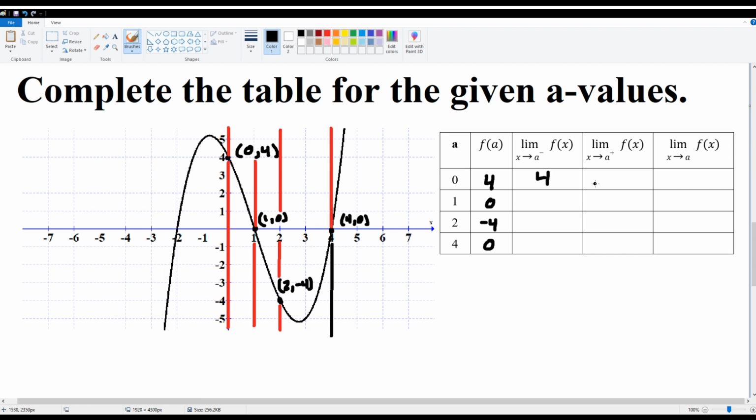Therefore, we can put that for the left and right side, and because these are the same number, our true limit for that is also 4. We're not really going to see any difference with any of these other values. Both of these seem to be approaching 0. Both of these are approaching -4, and both of these are approaching 0.